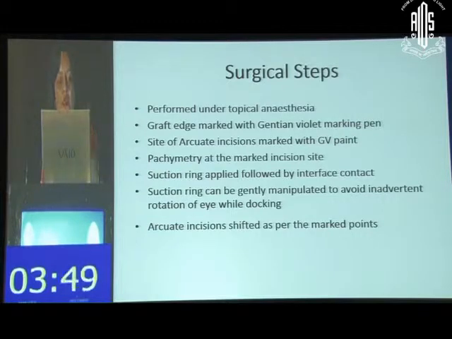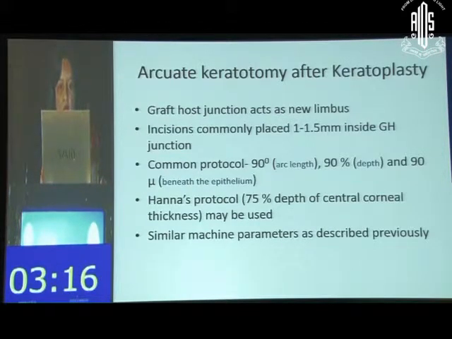It is important to mark the graft edge with a Gentian Violet marking pen because you may not see the graft host junction underneath the femtosecond suction ring, and the site of the arcuate incision should also be marked with the gentian violet paint. Then it is important to do the pachymetry at the marked incision site, and the suction ring is applied followed by interface contact, which can be gently manipulated to avoid inadvertent rotation of the eye while docking. In these cases the rotation does occur, and that is why you have to mark the arcuate keratotomy with Gentian Violet. The graft host junction does act as a new limbus here, and the incisions are commonly placed 1 to 1.5 millimeters inside the graft host junction.